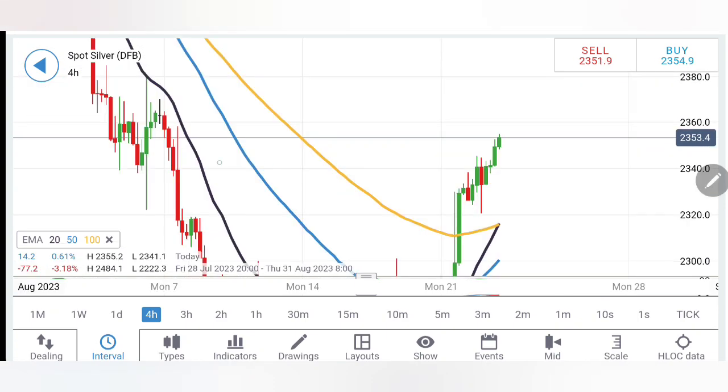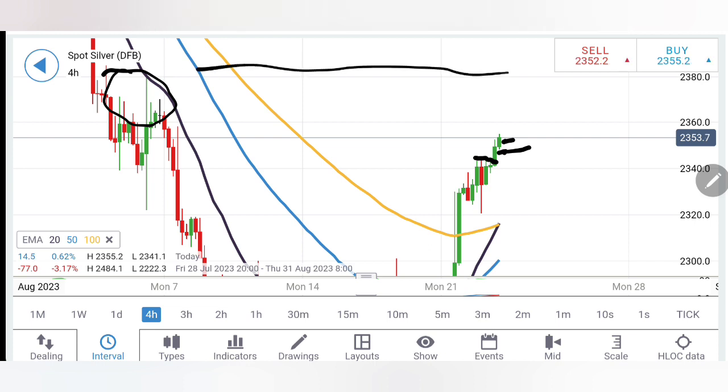Coming to the 4-hour chart. On the 4-hour chart, you can see lower highs were seen and then this breakout. So this is the second breakout candle. It might continue with this move unless and until the 2380, 2360 zone is breached. Yes, it is still bullish.